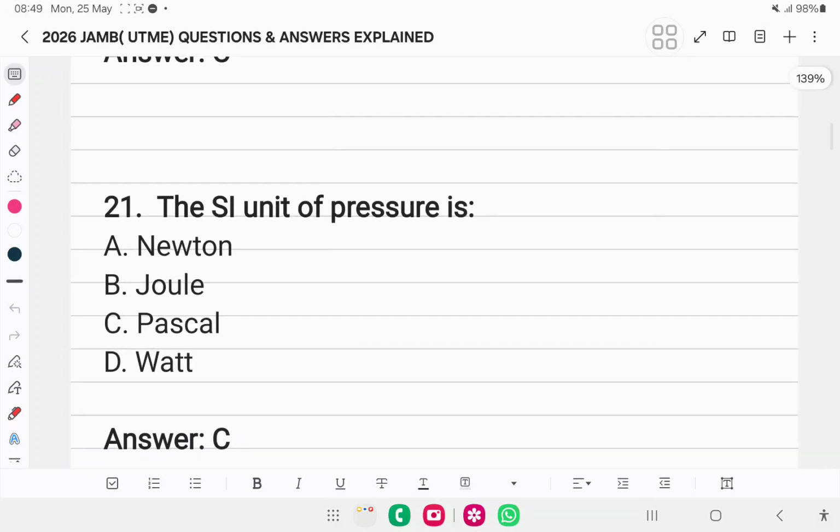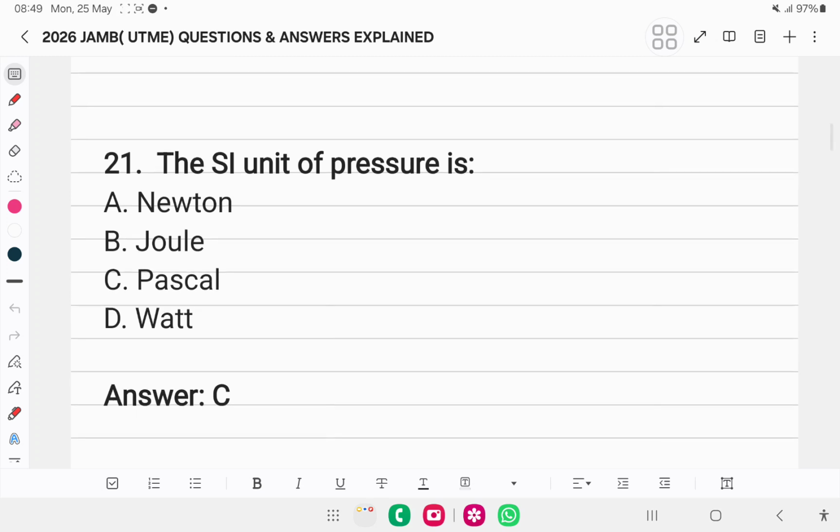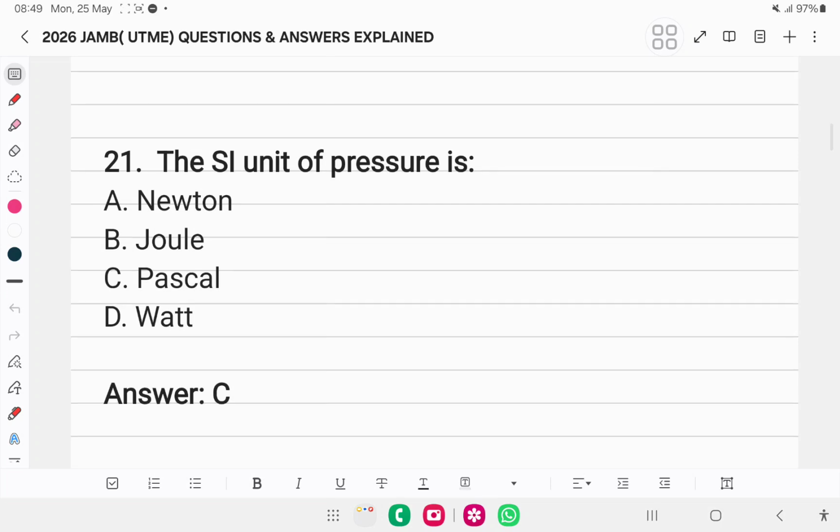Question 21. The SI unit of pressure is Pascal. So the correct option is C. Newton is the unit of force. Joule is the unit of work and energy. Watt is the unit of power.